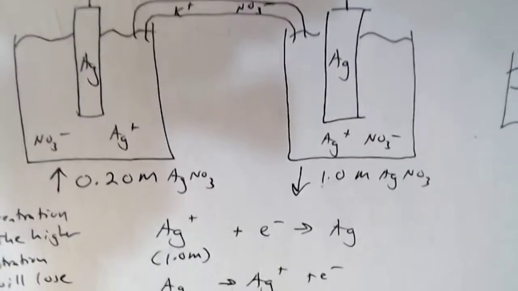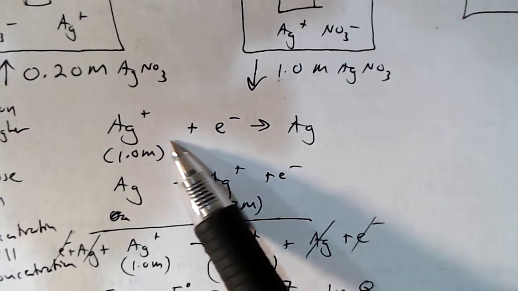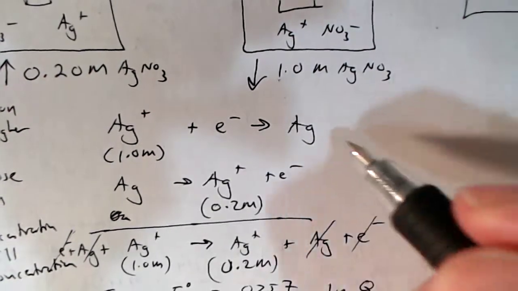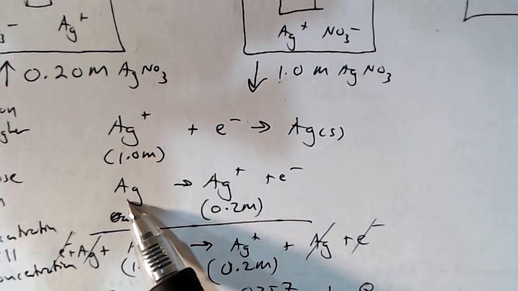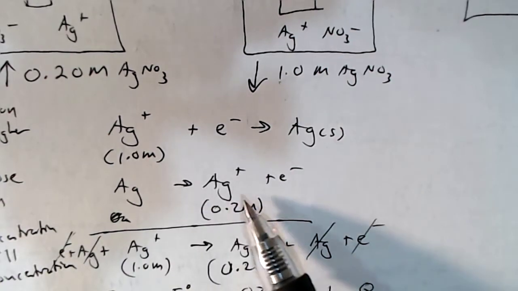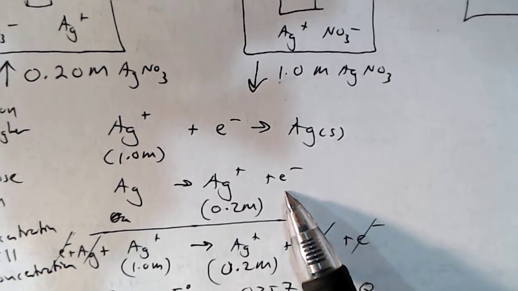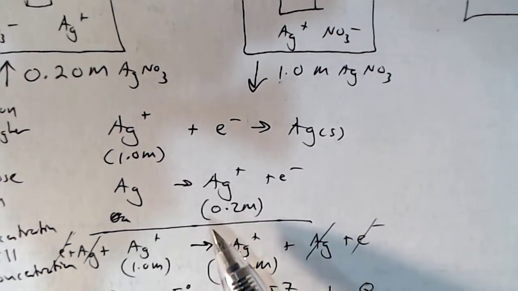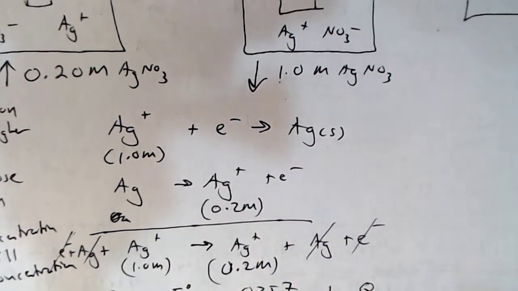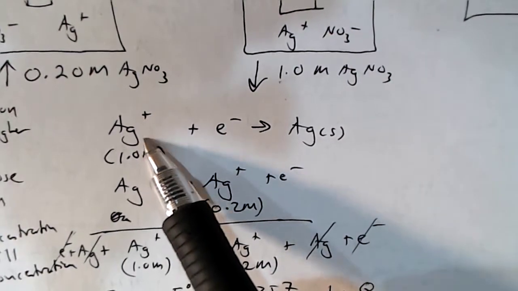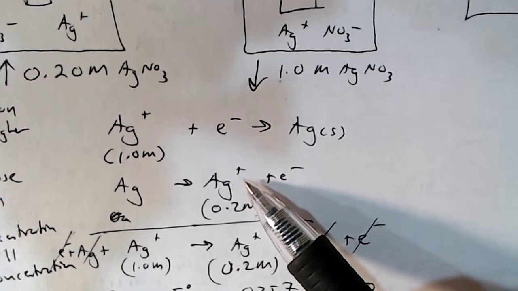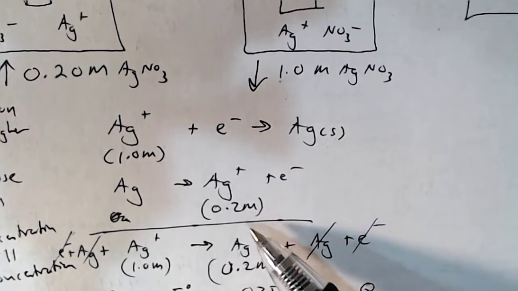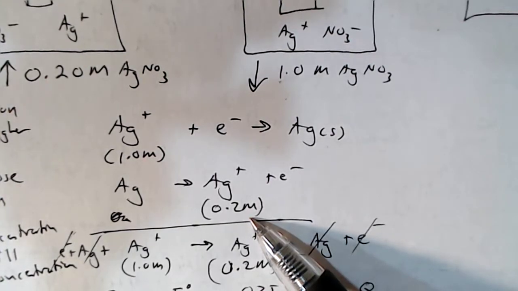So there's 2 half reactions that occur. In one, the silver ions are reduced and turned into solid silver. And then in the other, silver solid is turned into silver ions and it's oxidized. It releases electrons. And we want to predict that we're going to be losing some of the silver ions in the more concentrated solution, and we're going to be producing silver ions in the less concentrated solution.